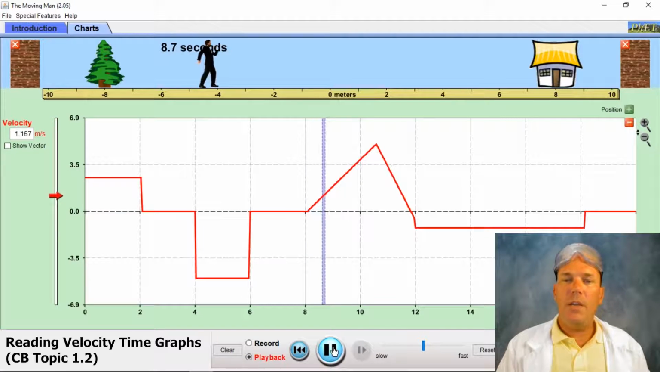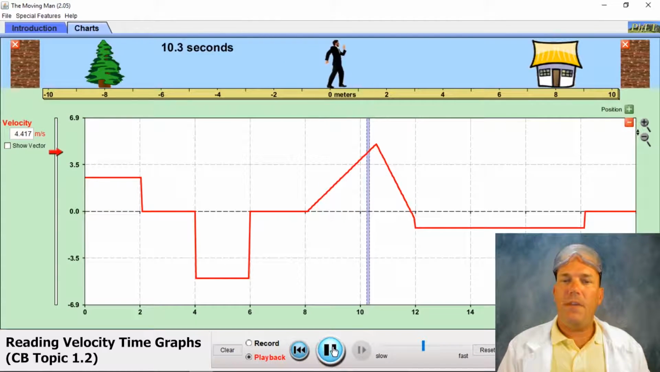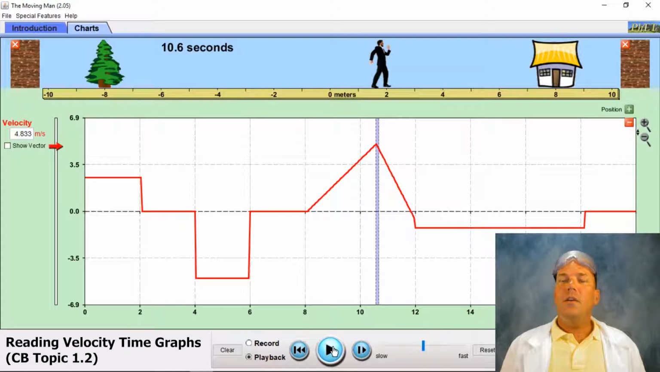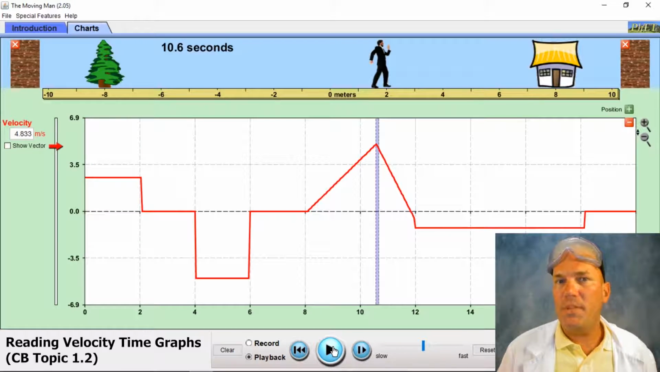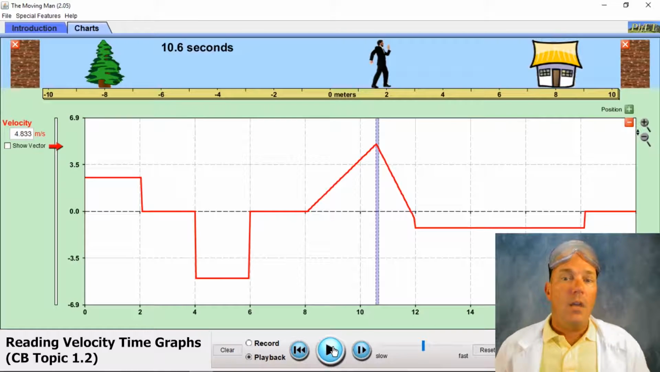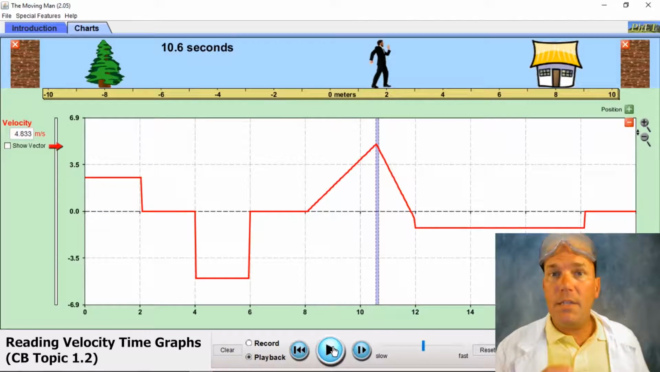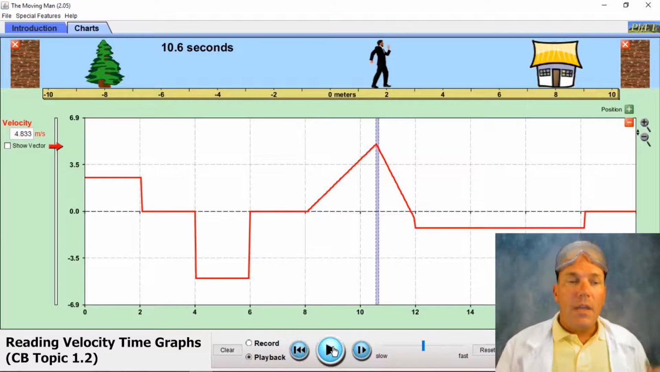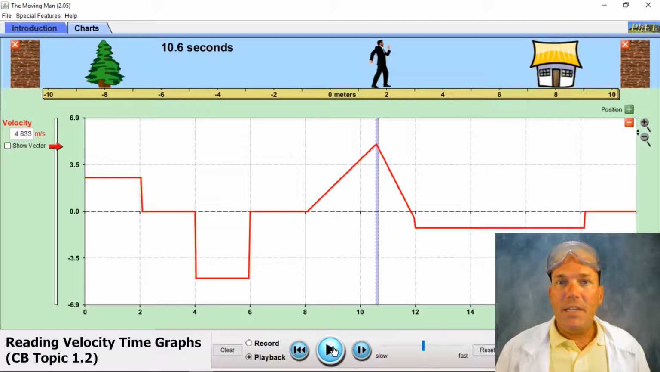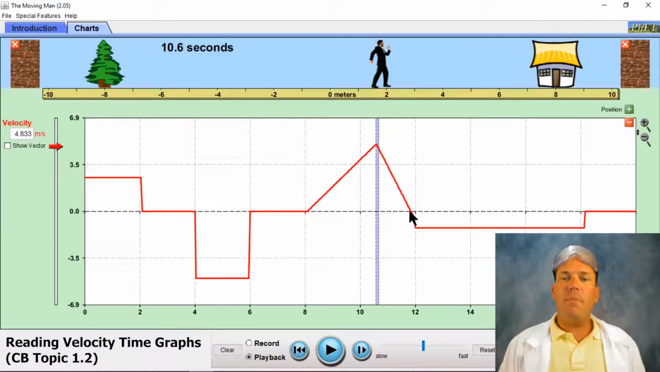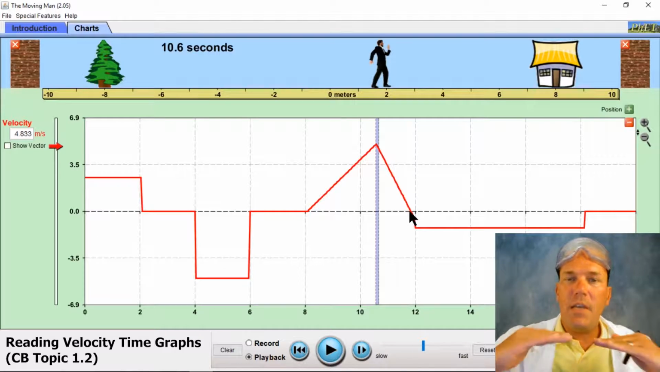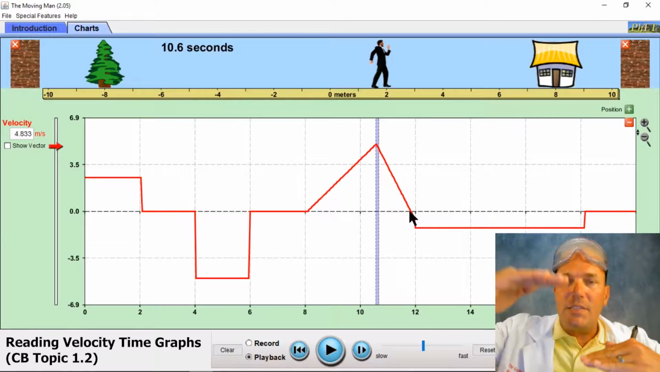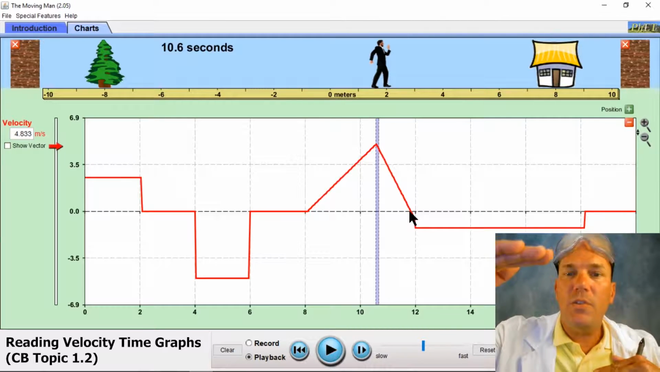So he will accelerate off to the right, get faster, faster, faster, and here we're going to see another abrupt change. Now you might predict the man's going to move immediately back to the left. That's incorrect. That's a common misconception. This man's velocity is still positive. All the way up until a little bit before 12 seconds, this man's velocity is positive. It is above the horizontal axis. That's positive. That means the man is moving to the right.